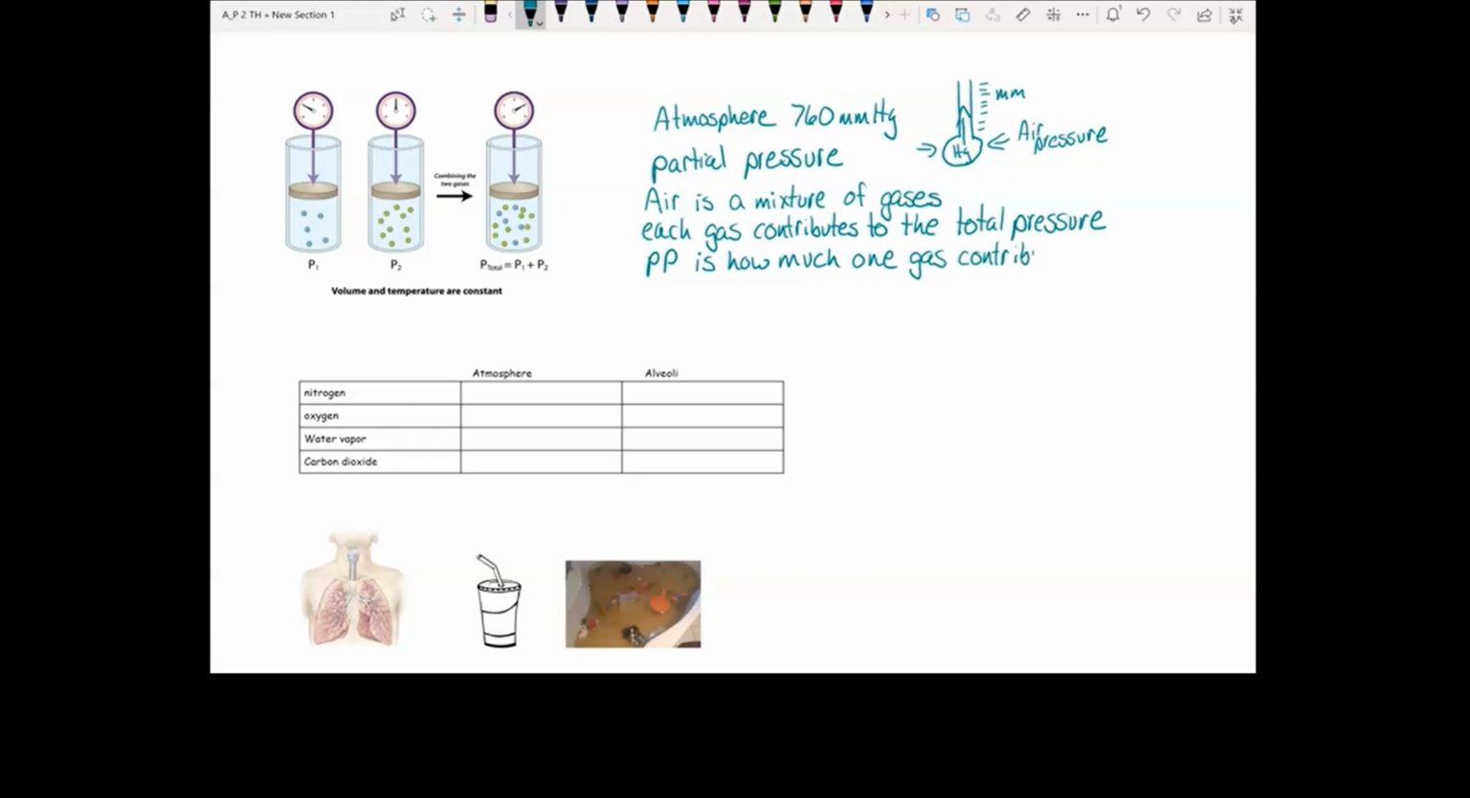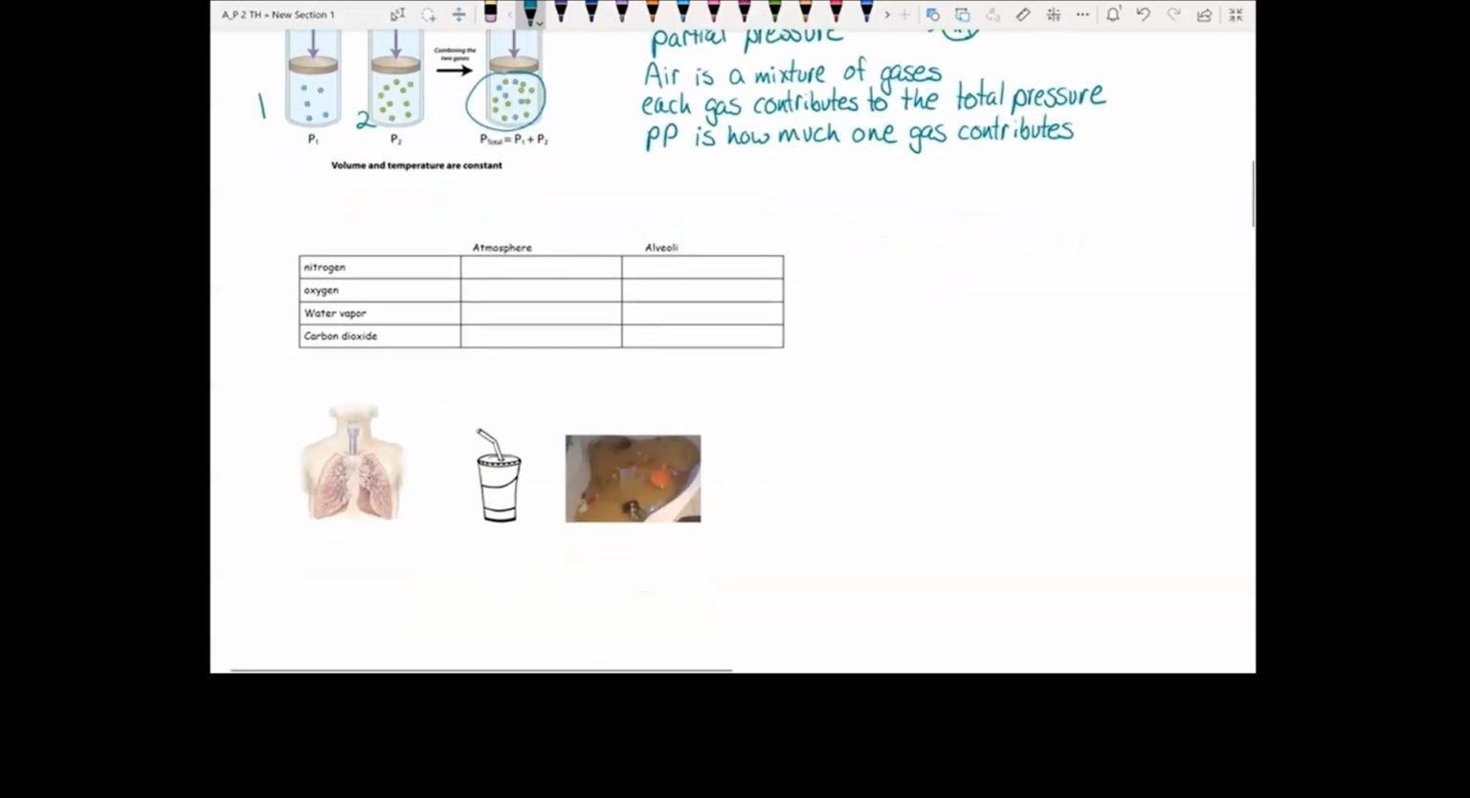So if you look at this picture, we have gas number 1 here, the blue dots, and here is its pressure of 1. Here's gas number 2, the green dots, and it has a pressure of 2. And when you put them together, you get a pressure of 3.